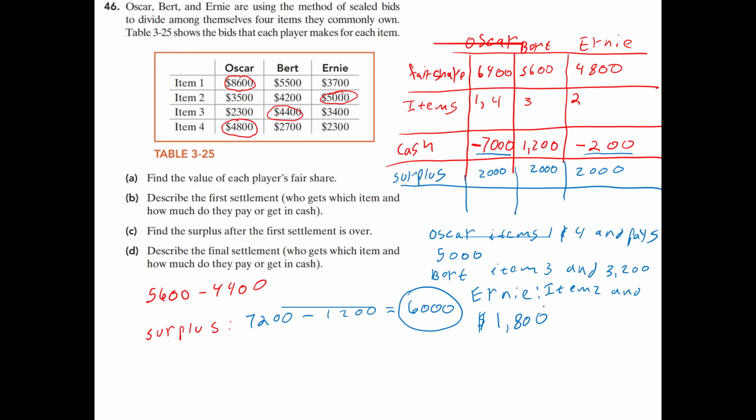Notice that we had a large surplus because Oscar thought things were worth a lot more than other people thought they were worth. This first item was $8,600, and Bart had it at 5,500, and Ernie had it at 3,700. And the fourth item he thought was 4,800, and the other two had it 2,700 and 2,300. So that's what created such a large surplus.